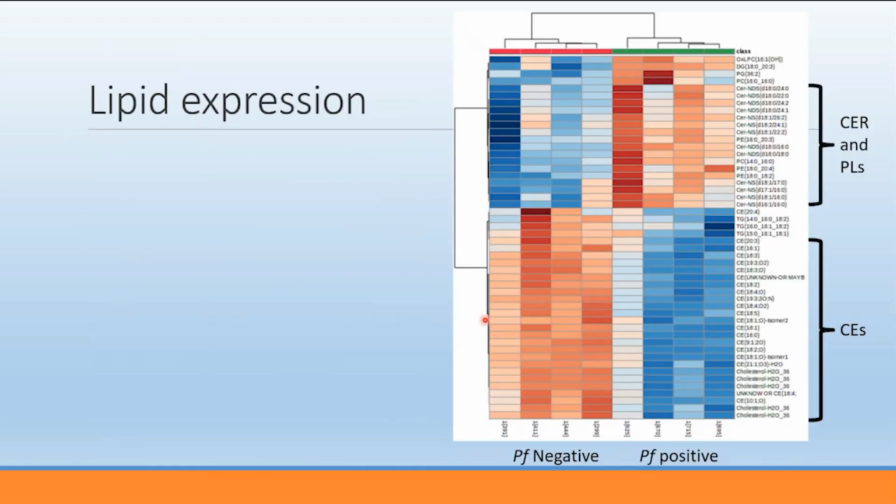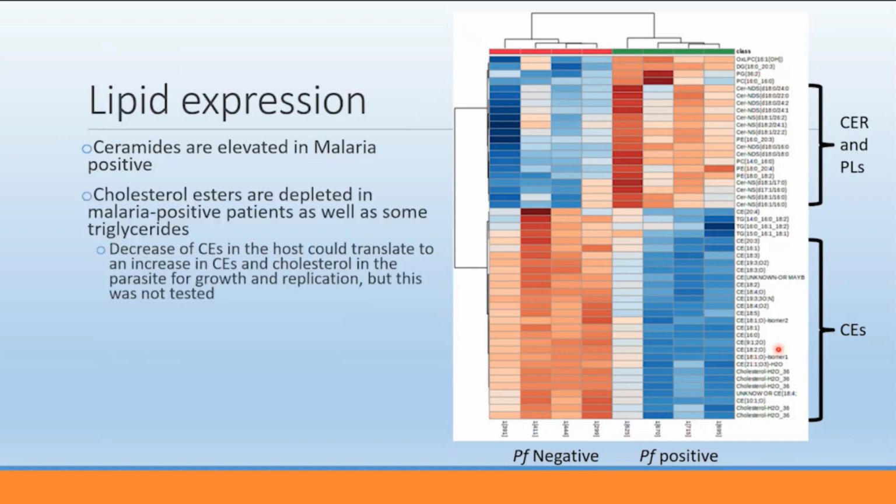And if we look at some of the expression across this, we see the heat map clustering of the top 50 or so metabolites and lipids that are present. We note that we have clear clustering associated with ceramides that are elevated in malaria positive patients, as well as phospholipids such as PC and PE that are elevated. And then we also note this extensive decrease in cholesterol esters in the positive P. falciparum patients.